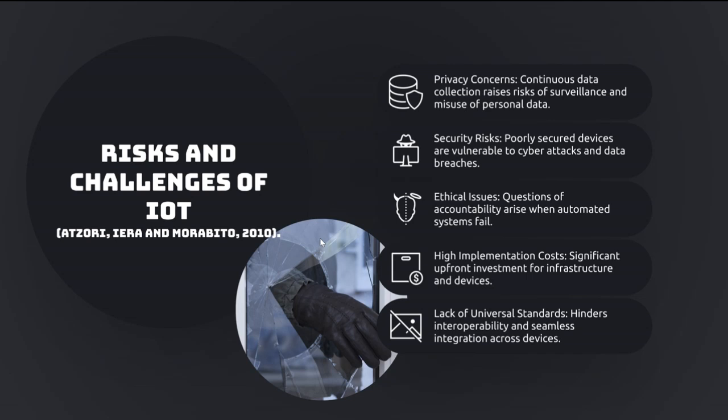IoT devices continuously collect data about individuals and their environments. Smart home devices, wearable health monitors, and connected vehicles can gather sensitive information about personal habits, locations, and behaviors. If this data is misused or accessed by unauthorized parties, it may compromise individual privacy.